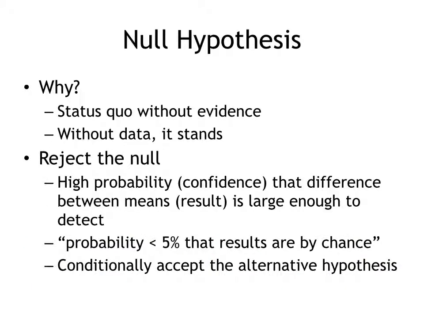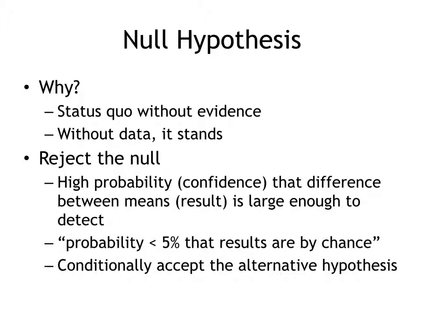Now, people always ask why. This whole concept of a null hypothesis is just really, really aggravating to people who don't work with statistics a lot. Well, there are some important reasons. And basically, if you don't have evidence to the contrary, it stands. The intervention group is equal to the control group unless you can show me some evidence to the contrary. So the status quo stays without some evidence.